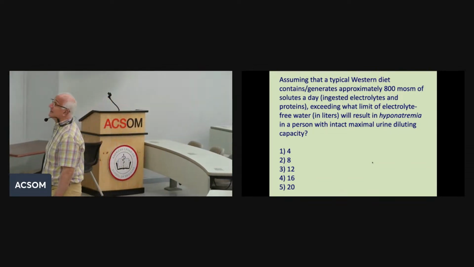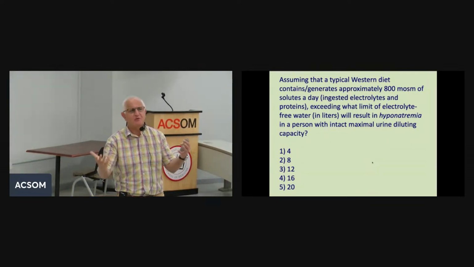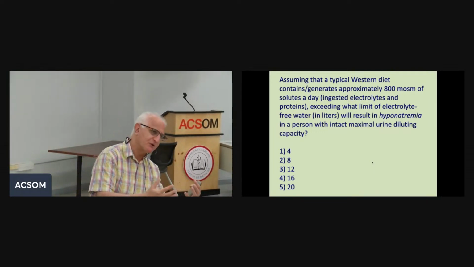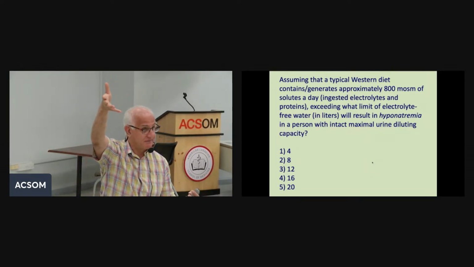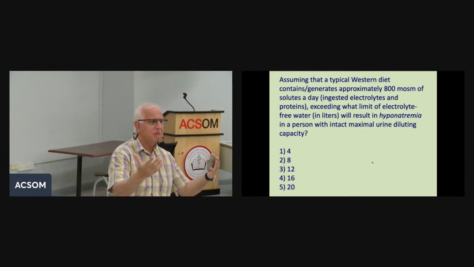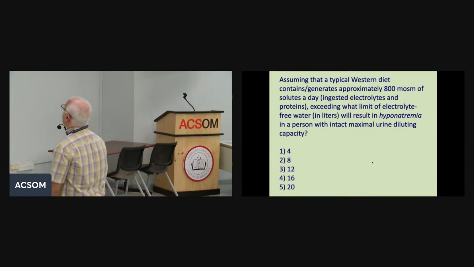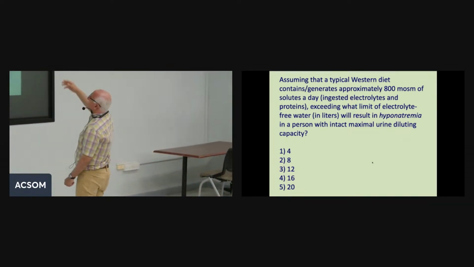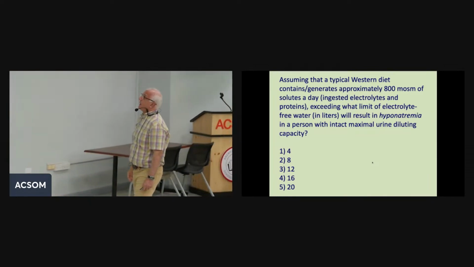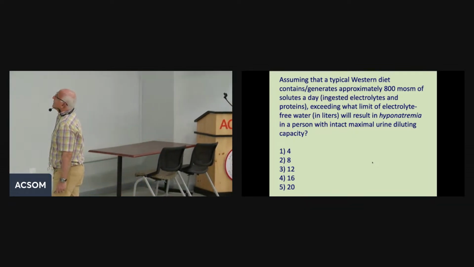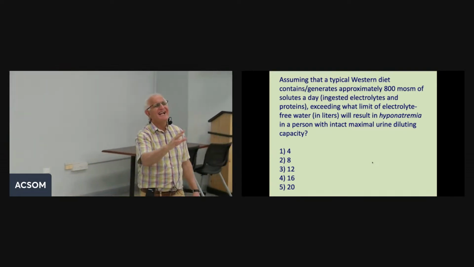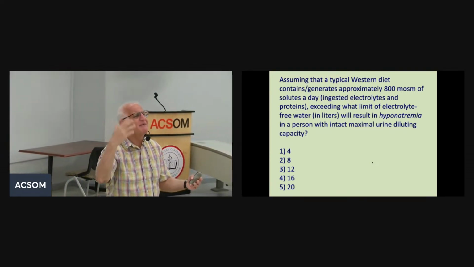Assuming a typical Western diet, and this is the real thing, if we are not a meat lover or something, we are around 800 milliosmoles per day. And if we are vegetarian, we go towards lower, right? BUN, protein, osmoles, right? So the more towards meat, the more osmoles we have. Let's say you and I have around 800 milliosmoles per day of solutes, okay? Ingested electrolytes and proteins exceeding what limit of electrolyte-free water will result in hyponatremia in a person with intact maximal urine diluting capacity, in a normal person where the AVP is working.